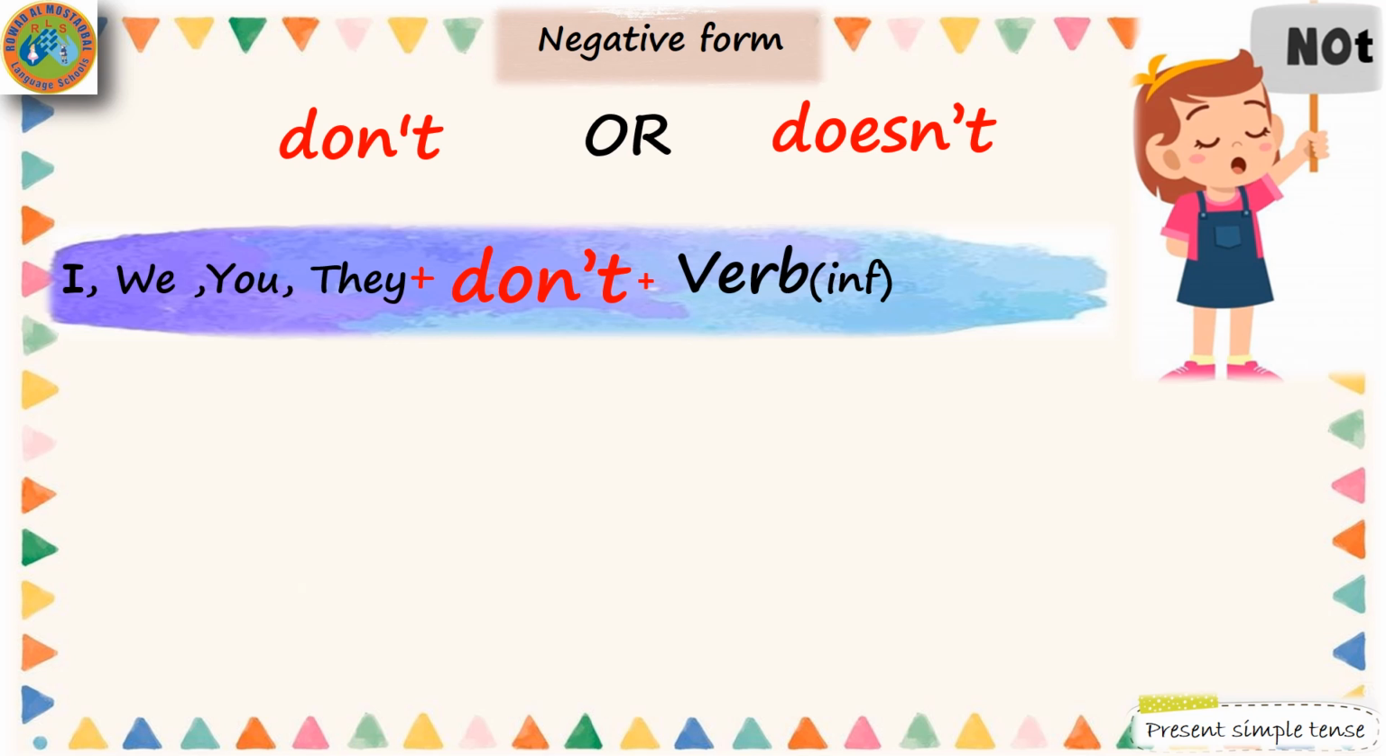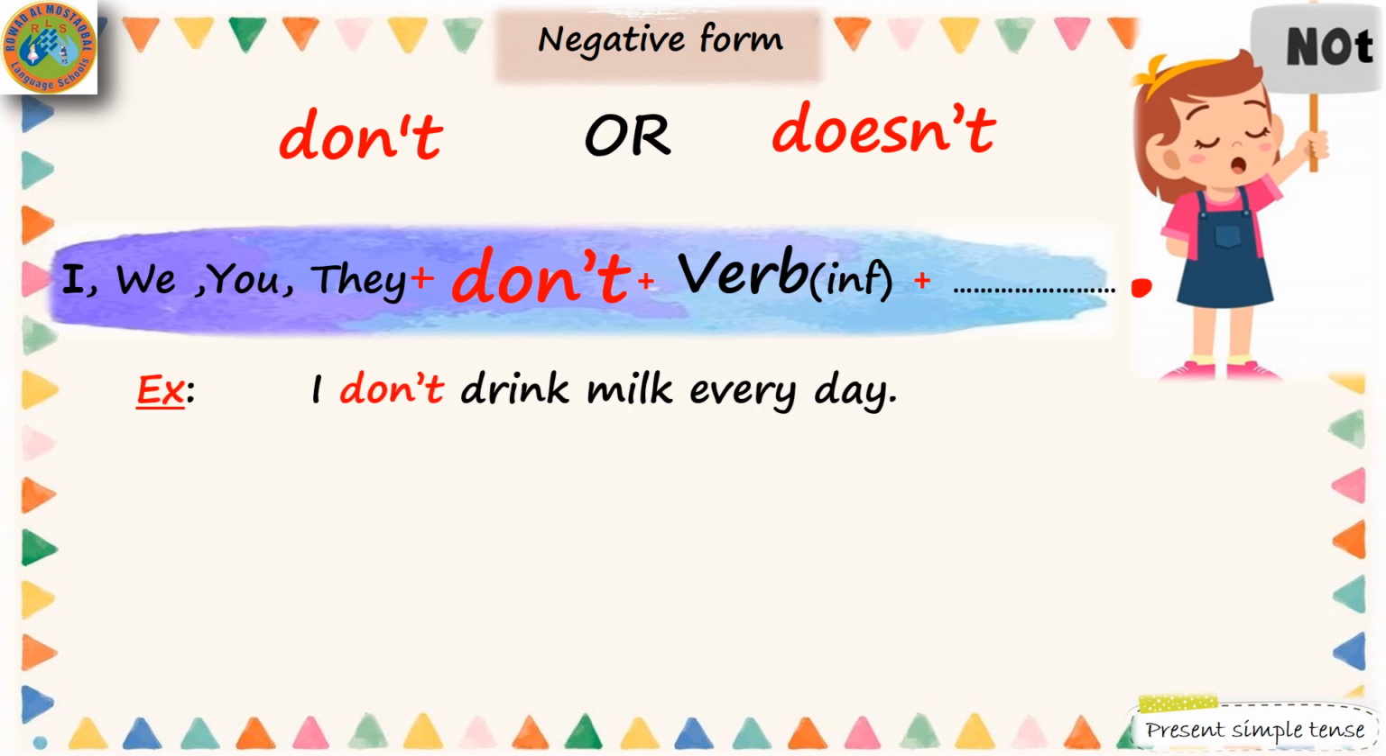What is the meaning of verb in infinitive? That means no s, no es, no ing, no ed, no negative verbs. Then I will put the rest of the sentence, and don't forget the full stop. For example, I don't drink milk every day.